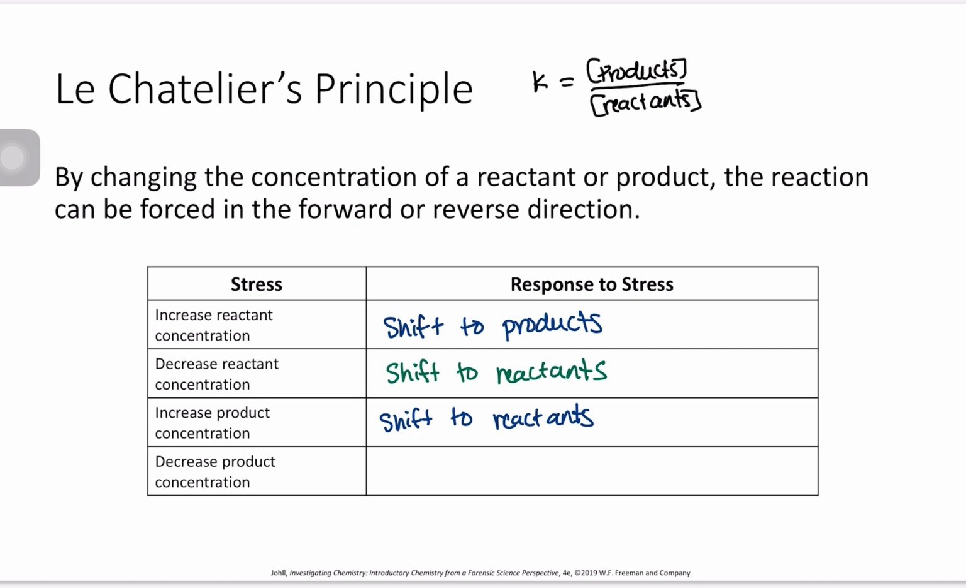If we decrease the concentration of the products, that means the number on the top is going to get smaller. So in order to keep K constant and not change, I have to shift the reaction towards the products so I can maintain K. It's going to shift to the products.